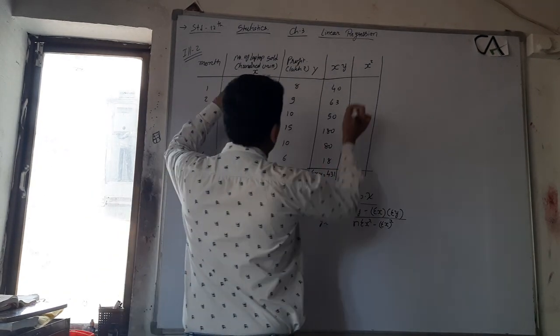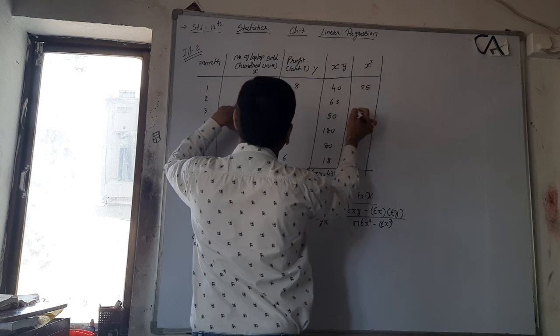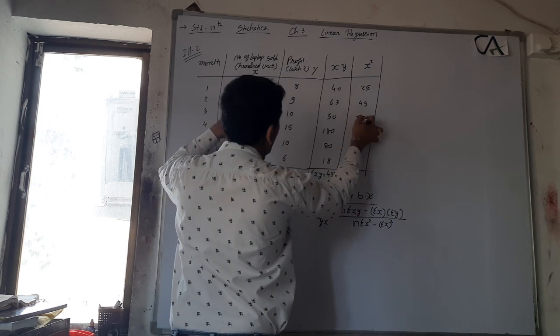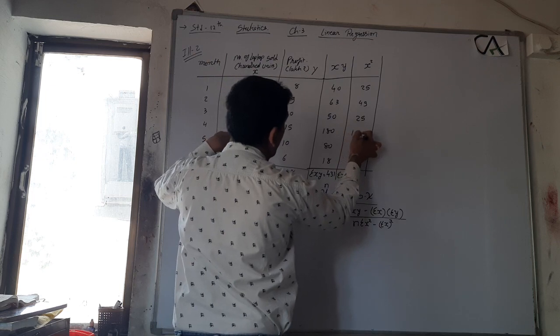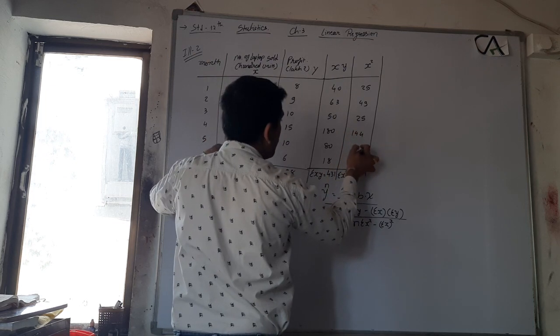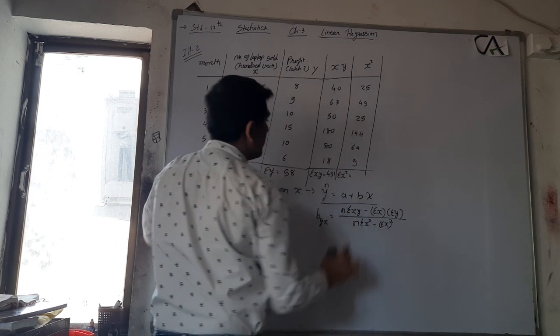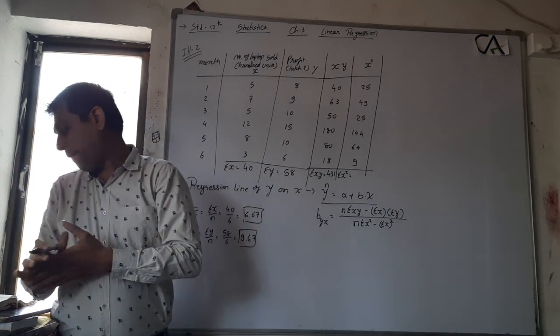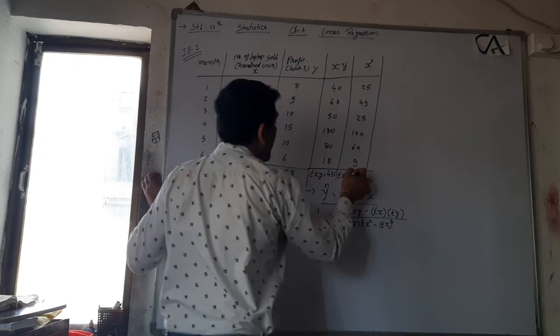Okay, now x square: 25, 49, 25, 144, 64 and 9. Make the total of these also. That is 316.